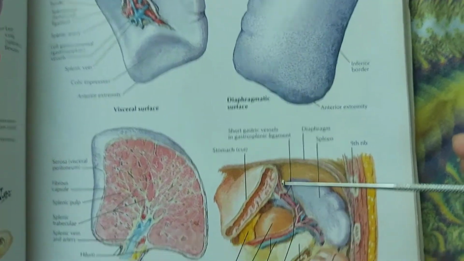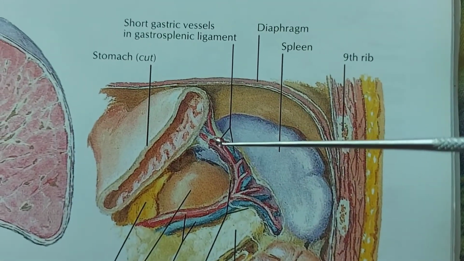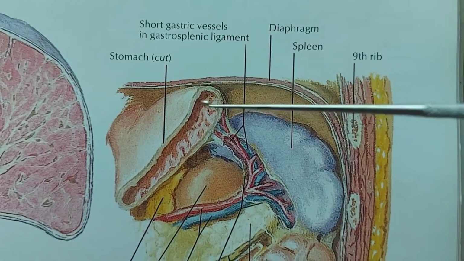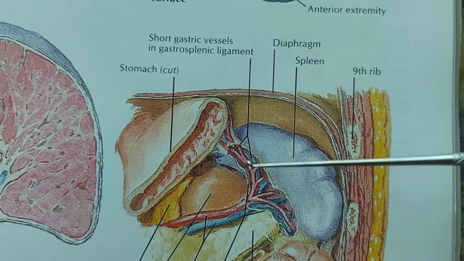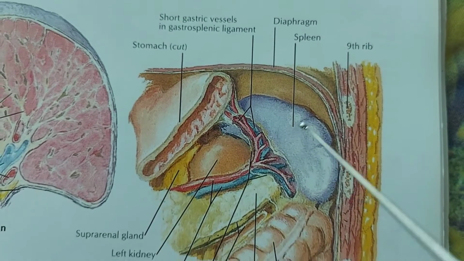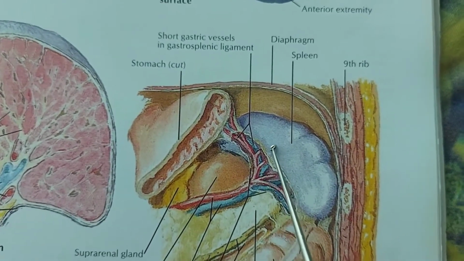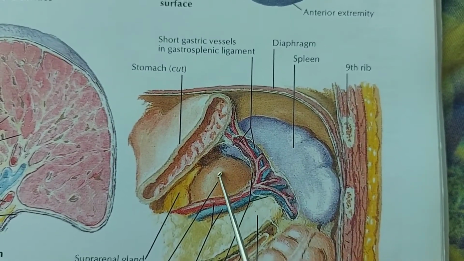Ligaments of the spleen. Here we see there is a ligament that connects the stomach with the spleen. This is known as the gastrosplenic ligament. And there is another ligament that connects the spleen with the kidney. This is the lienorenal ligament.